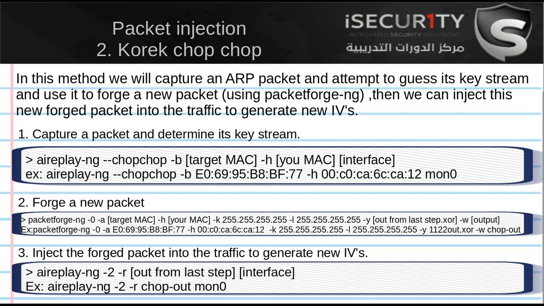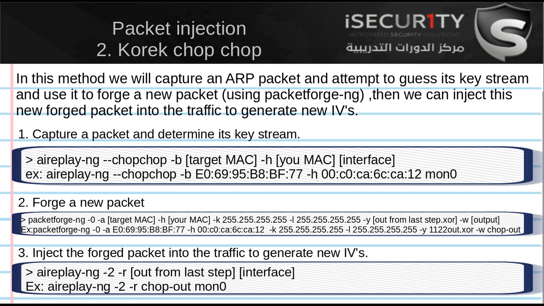Another method of increasing the number of data rapidly in a network that has no clients associated with it, or if it has very low traffic, is the ChopChop attack. In this method, instead of directly injecting the ARP packet that we capture, we're going to try to determine the key stream for this packet. Once we do that, then we can create a new packet. So we're going to forge a new packet and inject this new packet into the traffic.